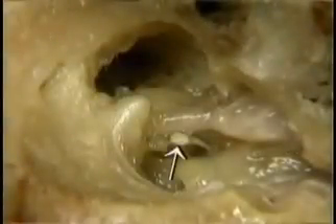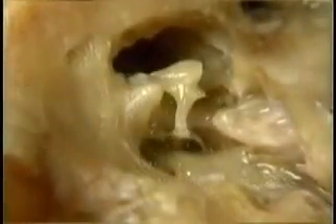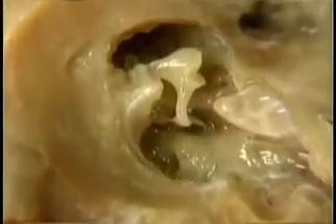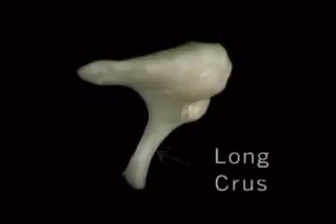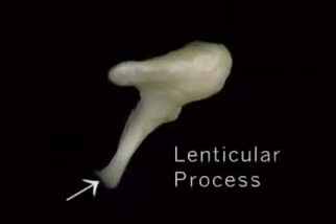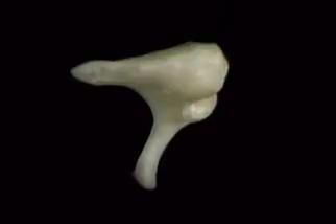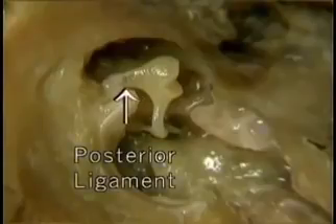The head of the stapes articulates with the incus, which we'll add to the picture. Here's the incus. The incus moves the stapes and is in turn moved by the malleus. The incus has a body, a short crus, and a long crus. The long crus curves medially, ending at the lenticular process, which articulates with the stapes. The short crus points backwards. The tip of the short crus is tethered to the wall of the tympanic cavity here by the posterior ligament of the incus.